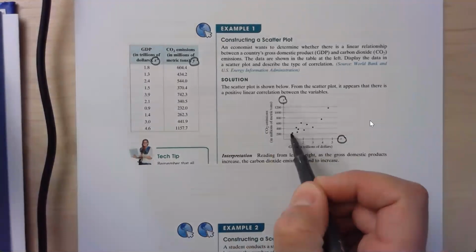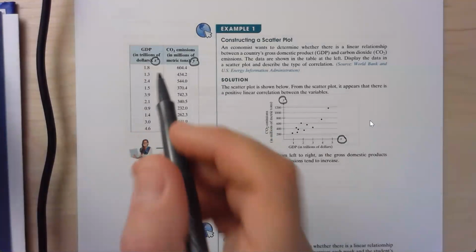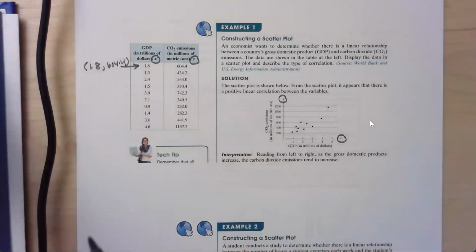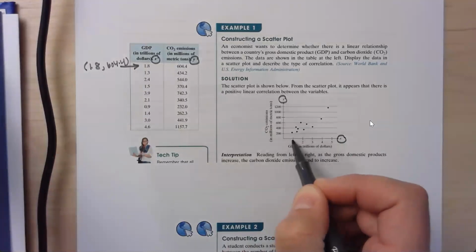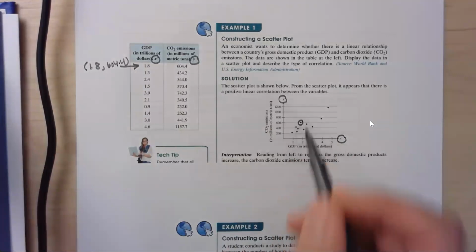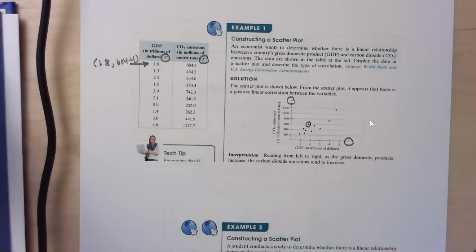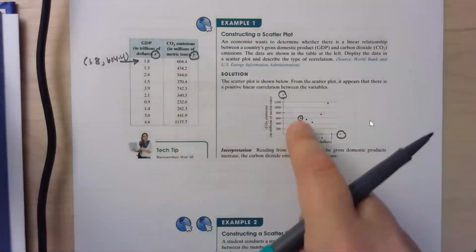Now, each of these points represents one of these points here. So for instance, this first horizontal piece is actually the point 1.8, 604.4. So if you look on the graph here, 1.8 is close to 2, 604 is close to 600. So it would be this point right here. So each of these pairs of data corresponds to one point on our graph.